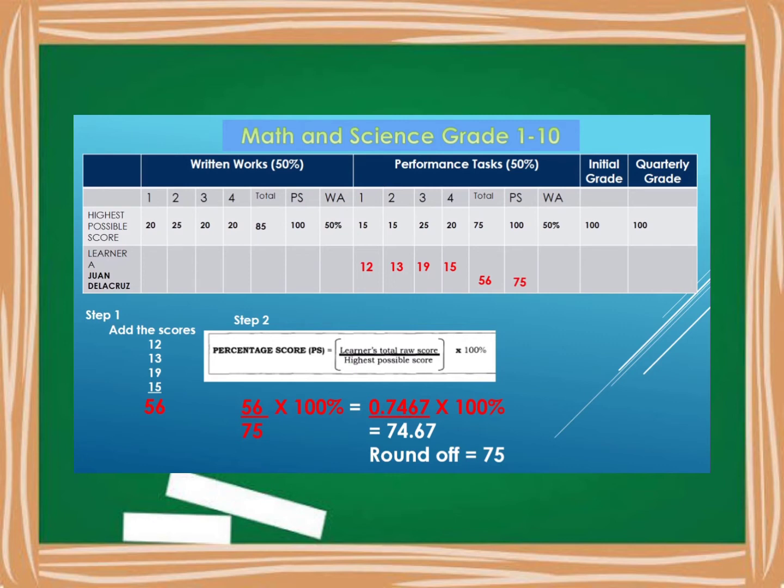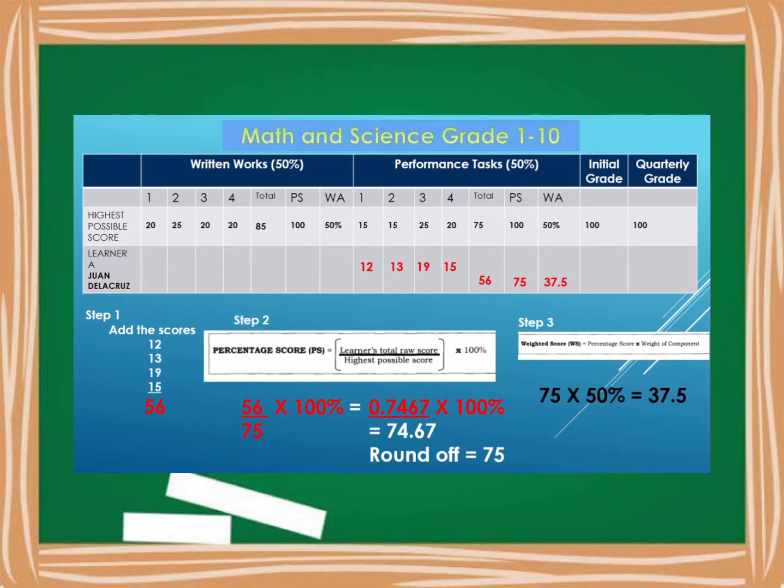Pupunta na ngayon tayo sa step 3. Ang step 3, kukunin natin ang weighted score, multiplied the PS and the WA. So, 75 times 50%. Saan galing yung 50%? Since Math and Science ang example natin, ang performance task is 50%. So, the answer is 37.5. Ilalagay natin to sa WA.